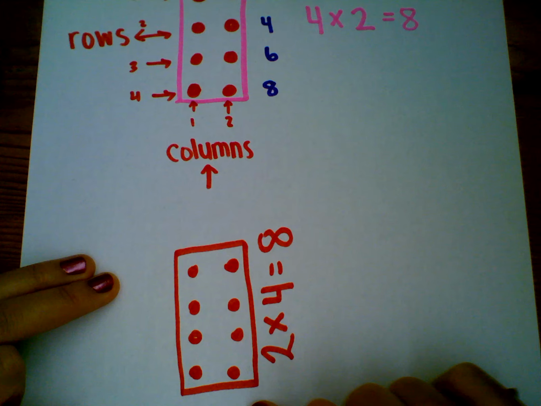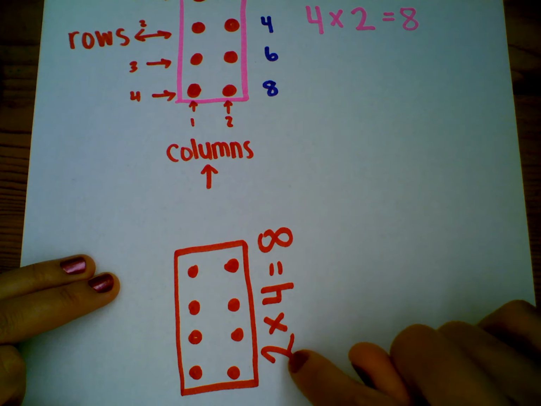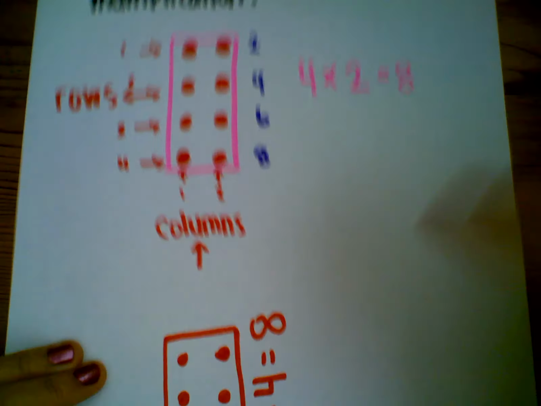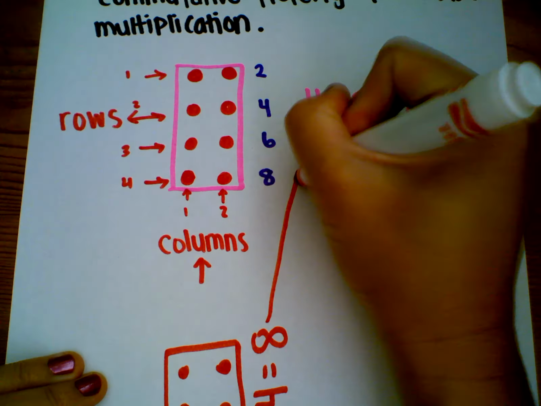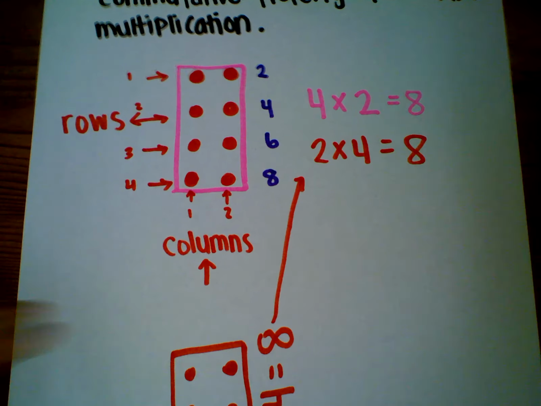And then remember how when we drew this one again, we turned our paper? But look at this paper, or this array. Now it says 2 times 4 is equal to 8. So I'll write this one here. So I'll bring it up here. 2 times 4 is equal to 8.